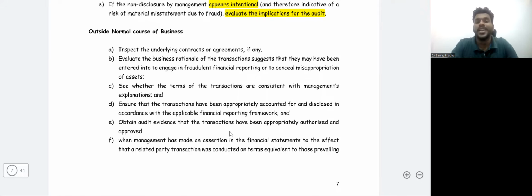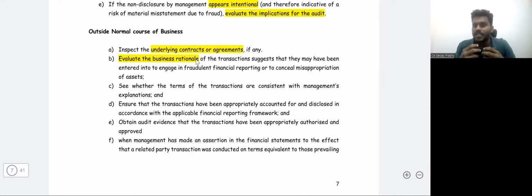First of all, the auditor should inspect the agreements and contracts between the entity and the related party. Second, the auditor should evaluate the business rationale behind entering into such a transaction. What could be the business rationale for providing a 50% discount to the related party? The auditor should evaluate the business rationale.